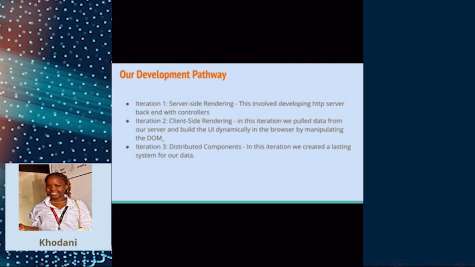So in our development pathway to build this project, we had iteration one, which was the server side rendering, which involved developing the HTTPS server backend with controllers. Iteration two was the client side rendering. In this iteration, we were pulling the data from our server in order to build the UI dynamically in the browser by manipulating the DOM. Iteration three was the distributed components, the iteration where we created a lasting system for our data.